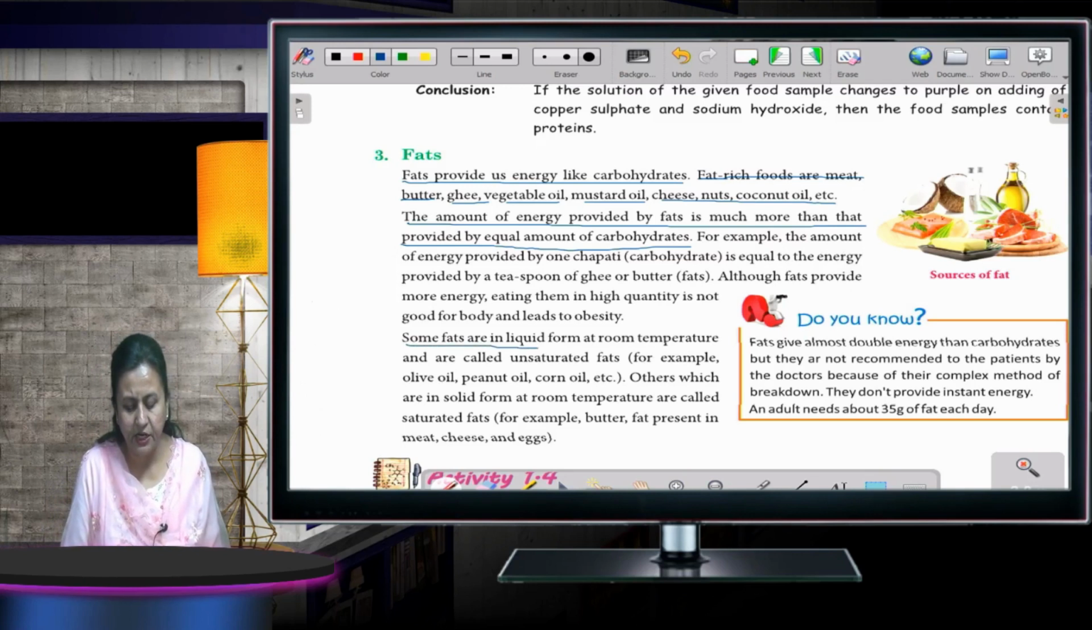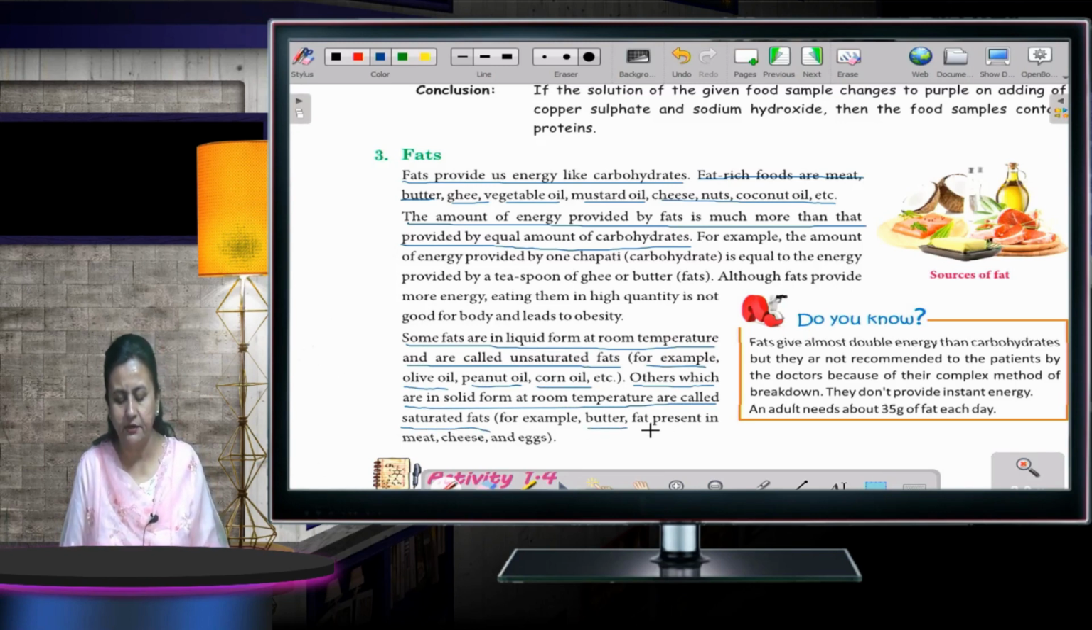Some fats are in liquid form at room temperature and are called unsaturated fats. For example, olive oil, peanut oil, corn oil, etc. While others which are in solid form at room temperature are called saturated fats. For example, butter, fat present in meat, cheese and eggs.